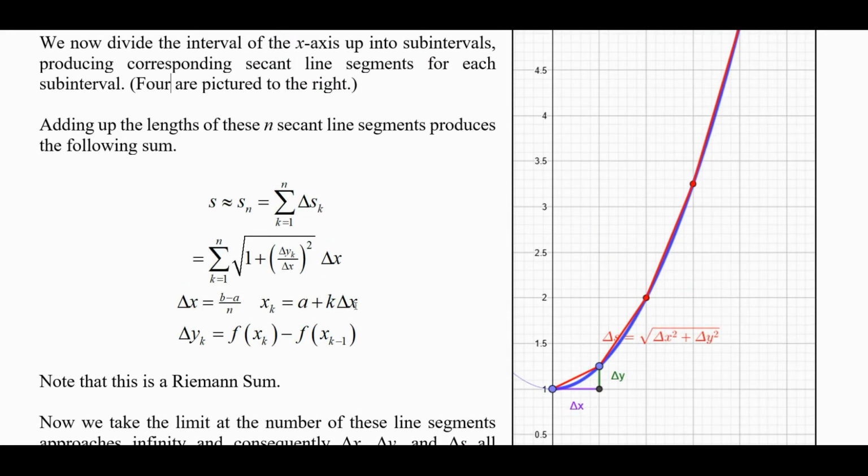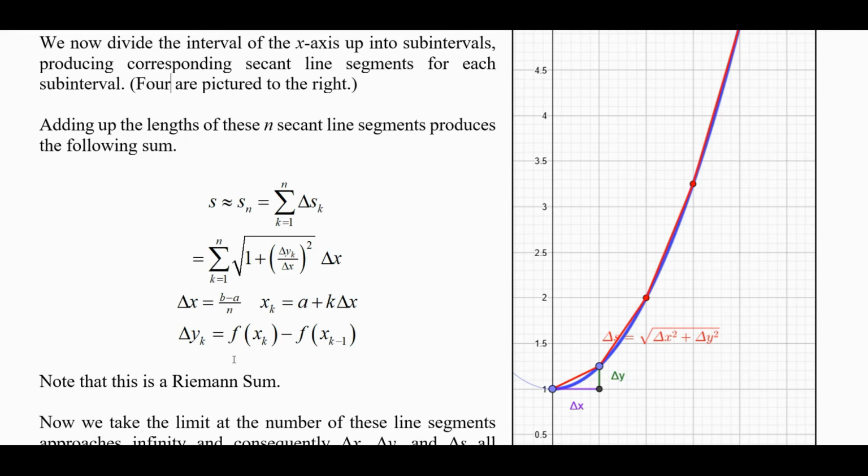X sub k is a plus k delta x, so it's the x at the right end of each interval, just like we did for right Riemann sums. And then delta y is just f of x sub k minus f of x sub k minus 1. Okay? And that's a Riemann sum.